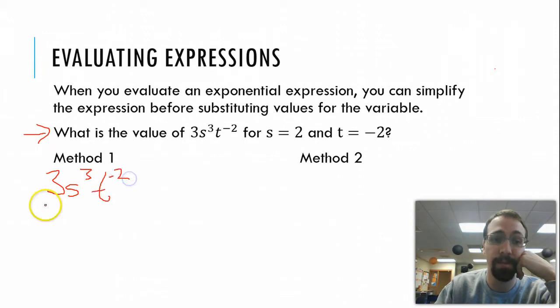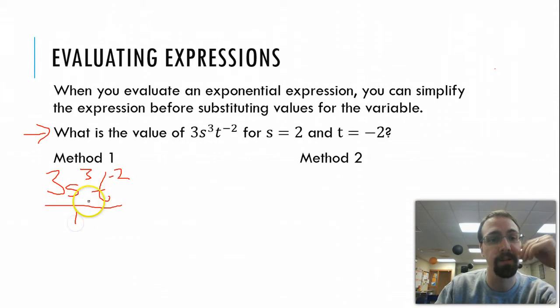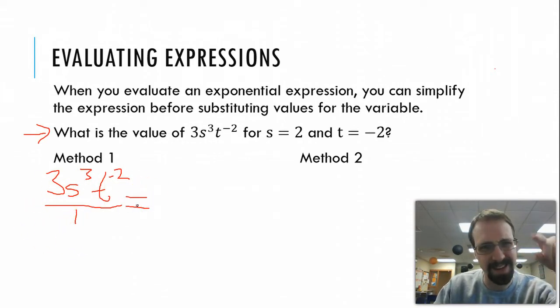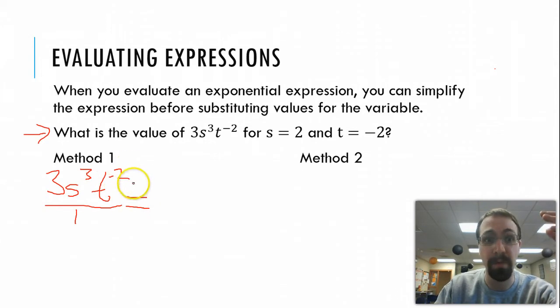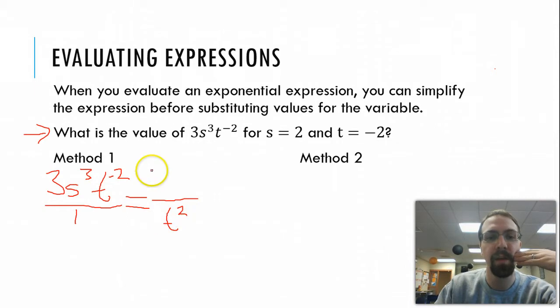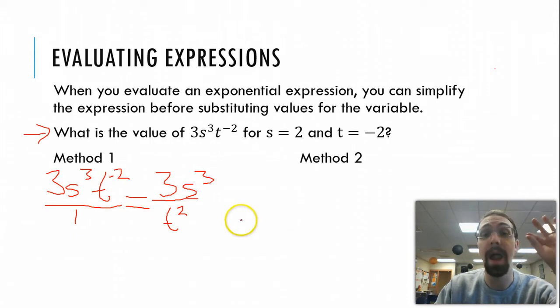If I was going to simplify that, first I'm going to put it over 1 because I know what's in my denominator and what's in my numerator. So I need to move that t to the negative second power. We're going to move that into the denominator. So I have t squared on the bottom, and then I have 3 times s cubed at the top. Now I have that, I can substitute in what I know for s and t.